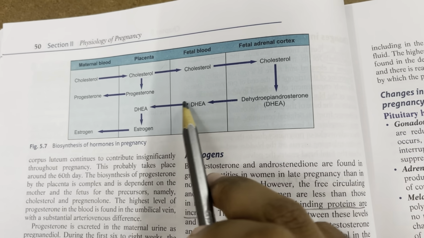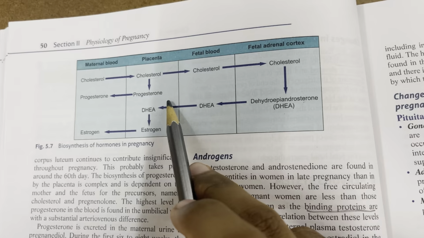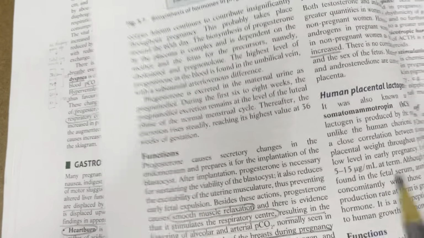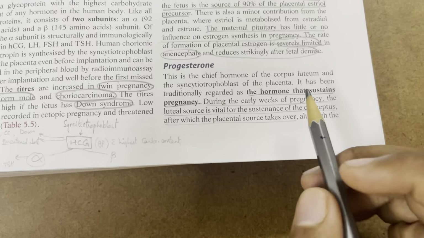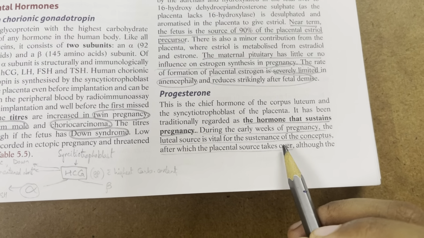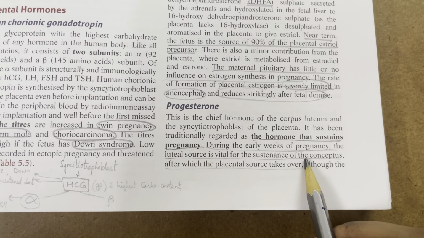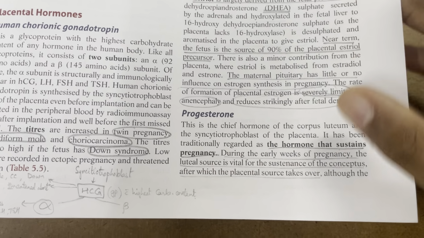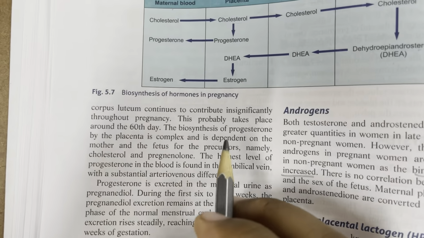So DHEA, again, it goes till here. It is converted by the placenta to estrogen. Then estrogen goes to the maternal blood. Then progesterone. It is a hormone that sustains pregnancy. So during early weeks of pregnancy, the luteal source, corpus luteum, is vital for the sustenance of the conceptus, after which the placenta takes over. Usually around the 60th day.